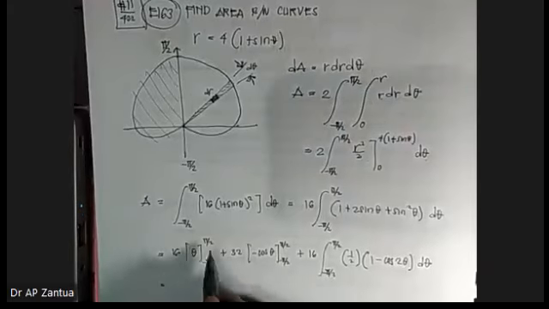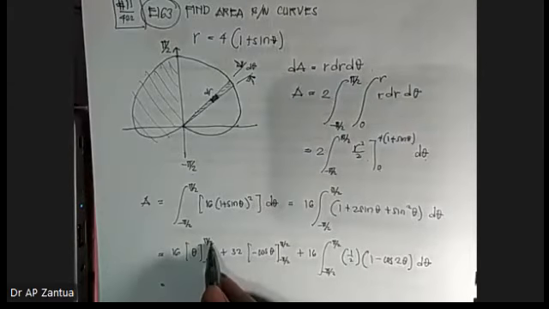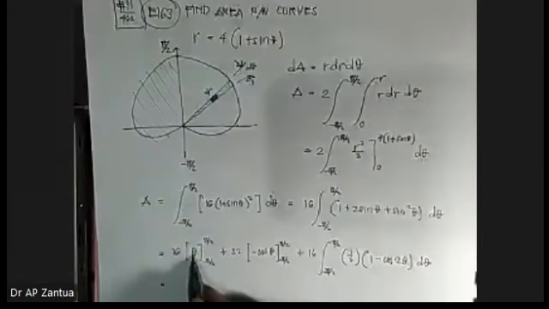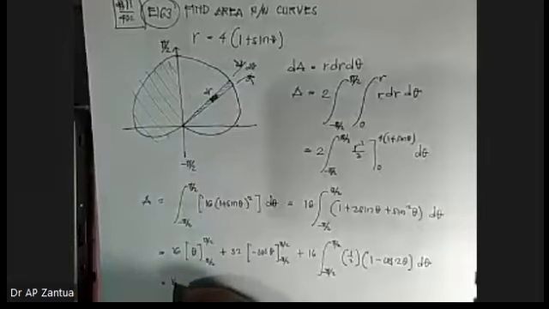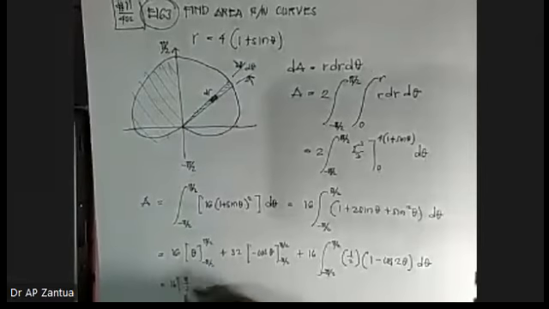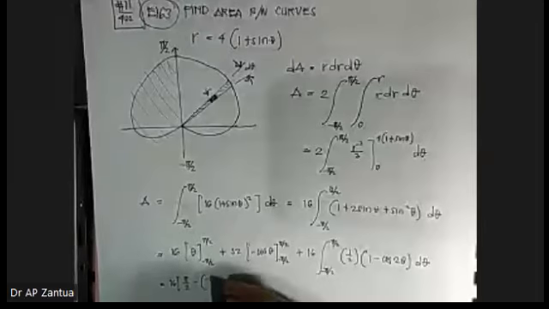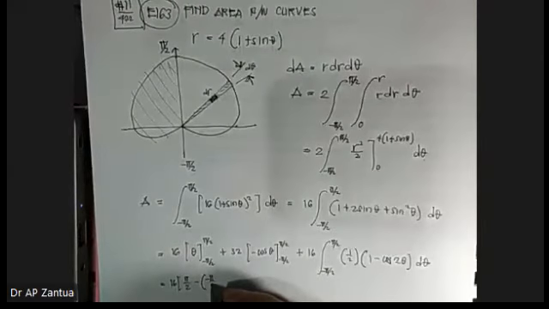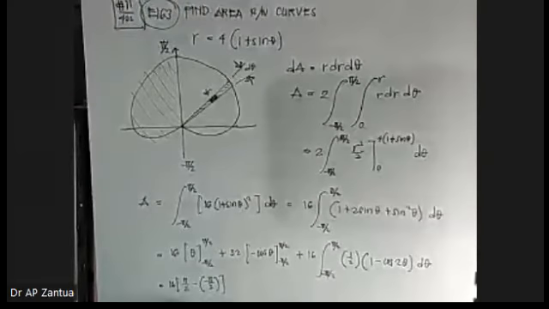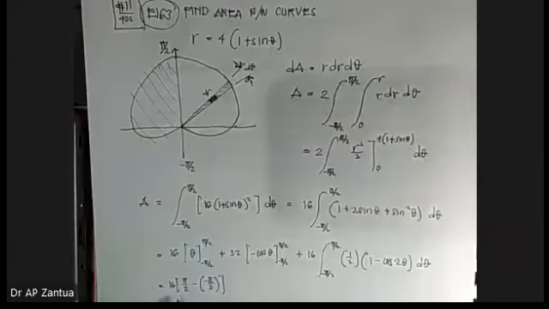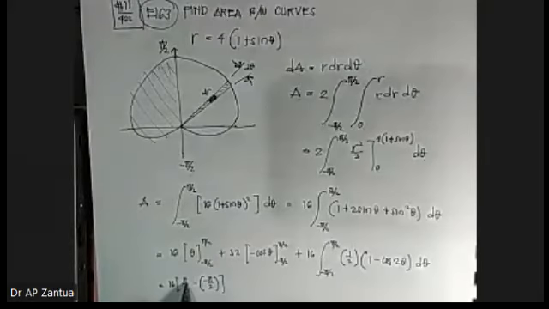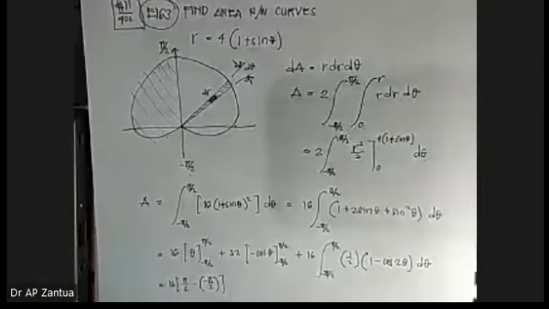So, substitute pi over 2. Okay? 16 pi over 2. Substitute. Minus, minus. So, minus, minus, it will become positive. Actually, pi over 2 plus pi over 2, that is pi. So, we have what? 16 pi. Okay?